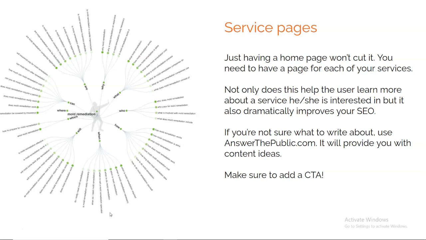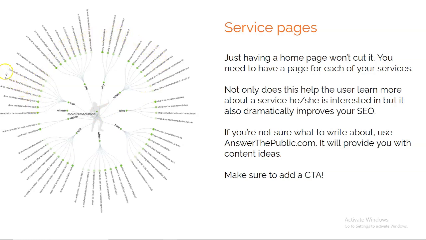So if you're not sure what to write about on these pages, use a tool like answerthepublic.com. It will provide you with content ideas. It's free to use, by the way. When you go to the website, it will ask you for a keyword. So you can enter a keyword like, for example, mold remediation, water damage restoration, or any other relevant keyword. And the tool will provide you with questions people are asking about that particular term.